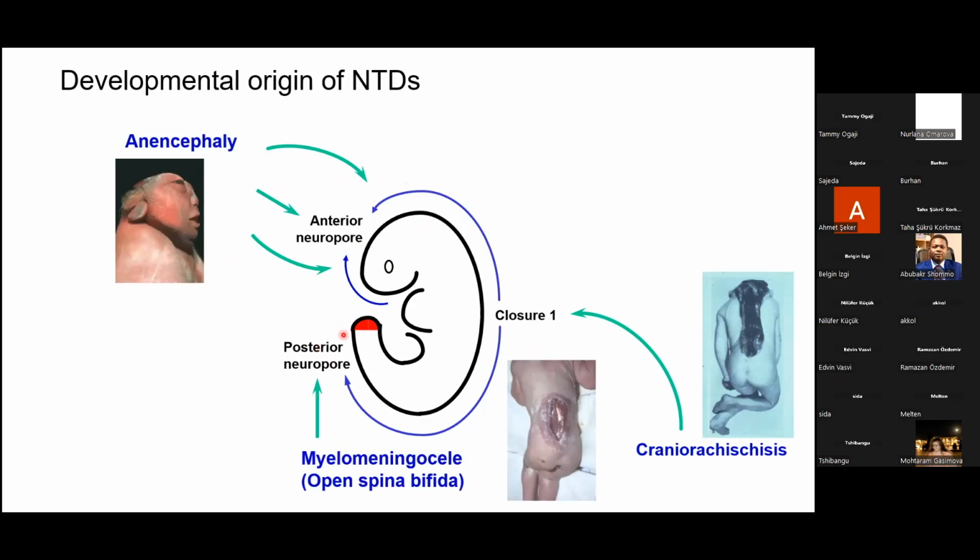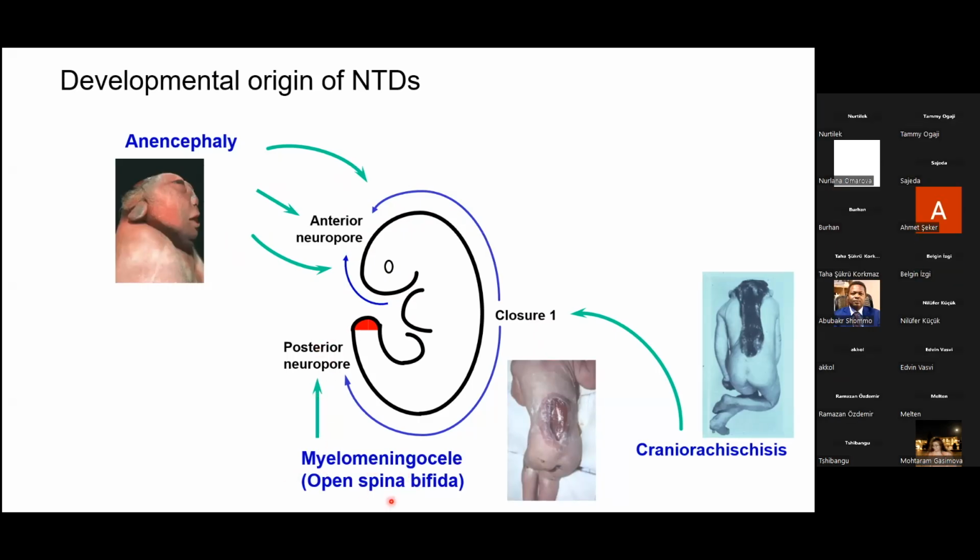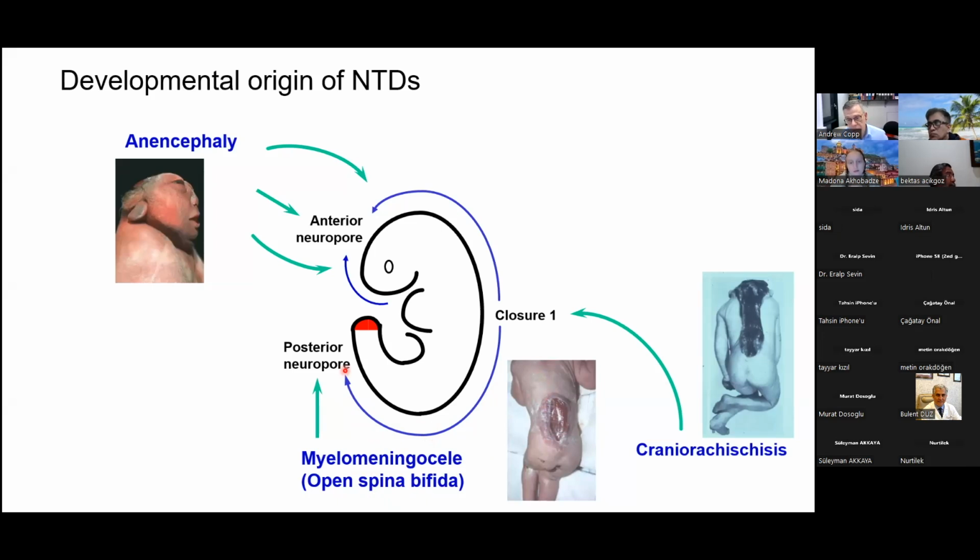Posterior neuropore here, if that fails, then we have myelomeningocele, open spina bifida, as in this baby here. And the sooner the closure becomes arrested, the higher the lesion will be. So if the arrest is very low down, then we have a low sacral level. But if the arrest is very high up, it can be even thoracic or certainly lumbar.